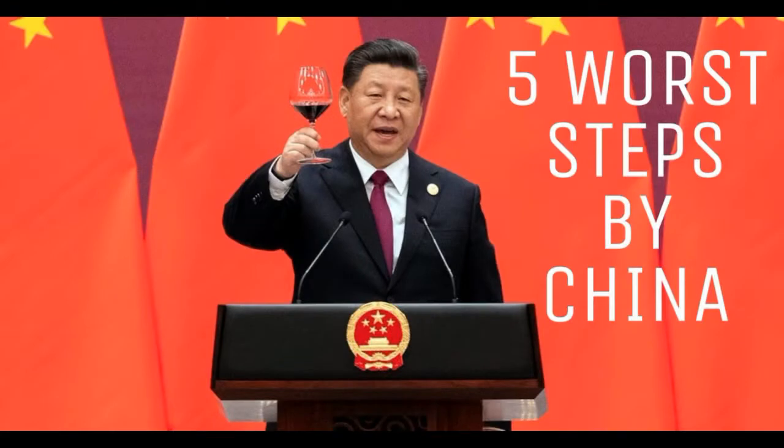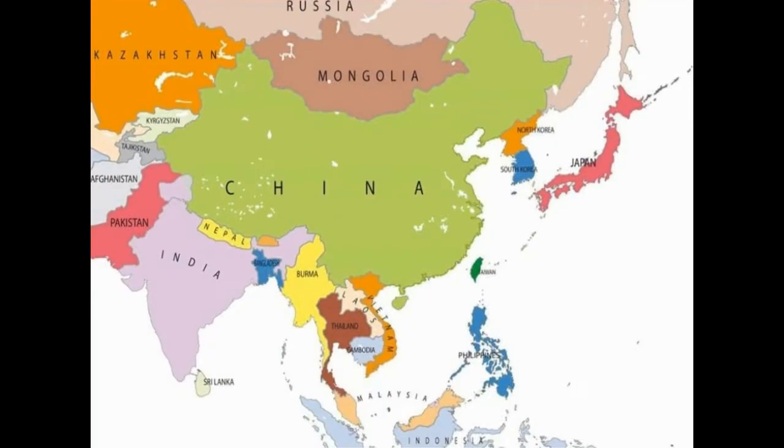Today we will discuss 5 major wrong steps taken by China which will lead to the downfall of the Communist Party of China. Number 1. Border disputes. China totally has border disputes with 18 countries.